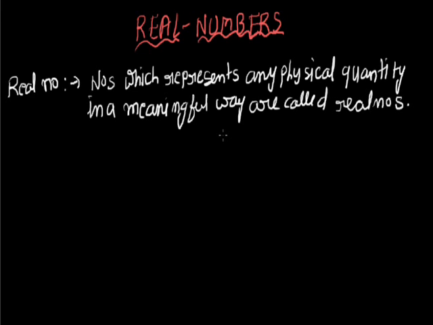Okay. Now, what is the meaning of physical quantity? Physical quantity means any quantity which can be measured physically. For example, time, speed, distance. These all are physical quantities because these values can be measured physically.